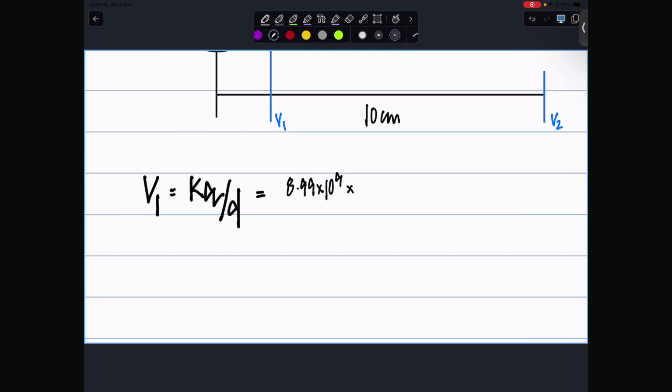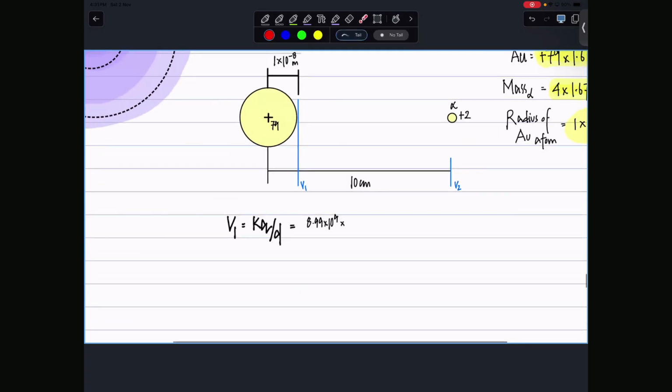Into charge. Whose field are we moving in? The atom, right? So what will it be here? Plus 79 or plus 2? Plus 79, because we are falling in the field of the positive charge, right?